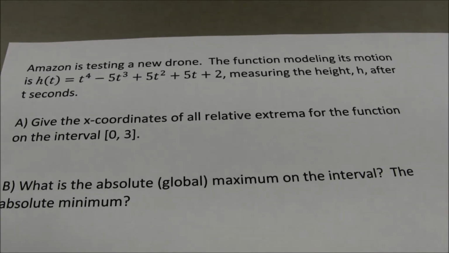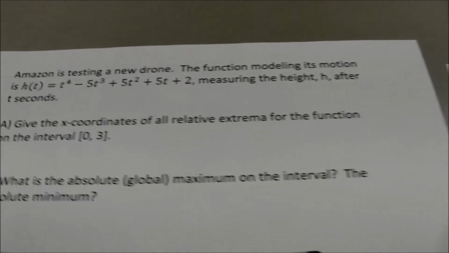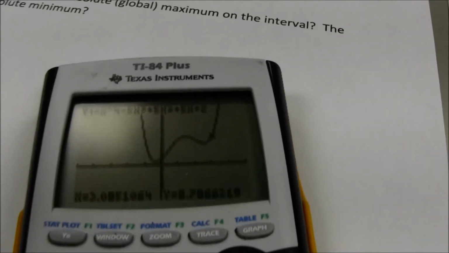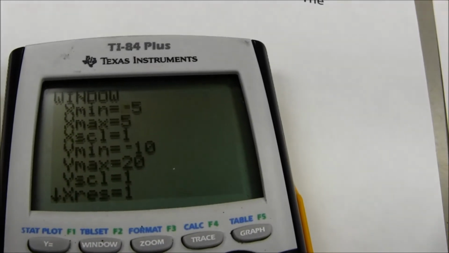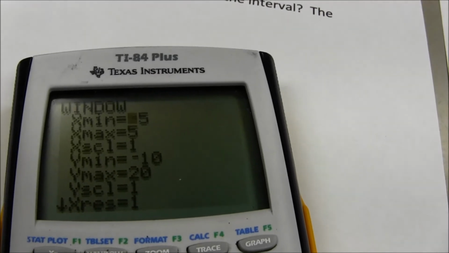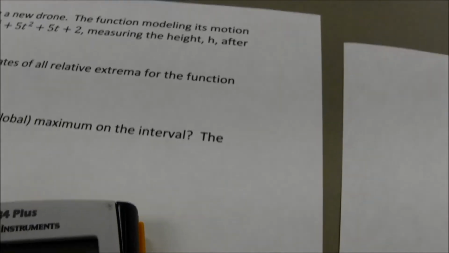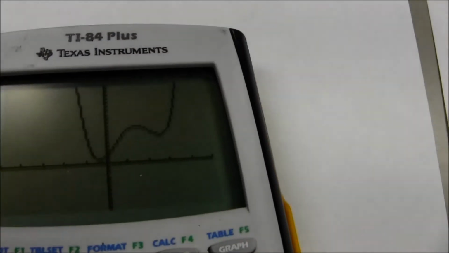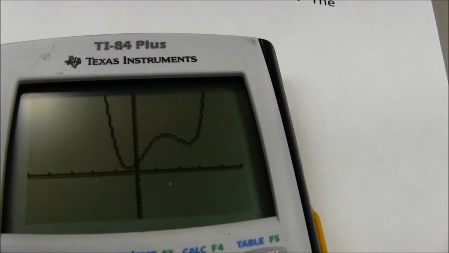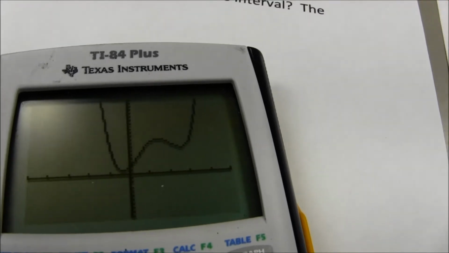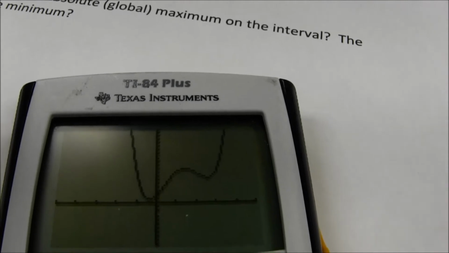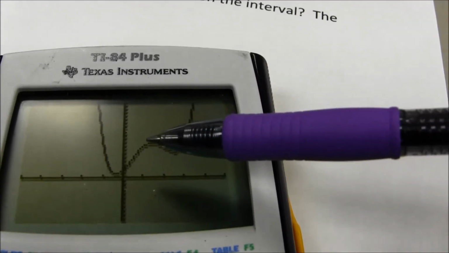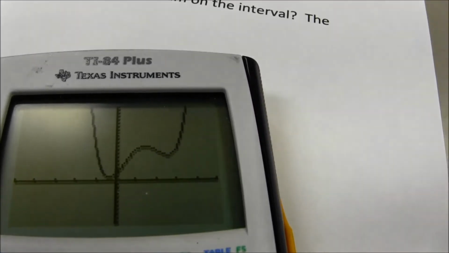Okay, so I have gone ahead and graphed this. By the way, if you're wondering what window settings I'm using, it's -5 to 5 on the x-axis, and I'm going from -10 to 20 on the y-axis. And so, anyway, if I graph this, we're going to see that the function looks like this. Okay, so we're looking for relative minimum and relative maximum values. Now, of course, if you look at this graph, it's pretty easy to see where these points are, right there, and a relative minimum right there.